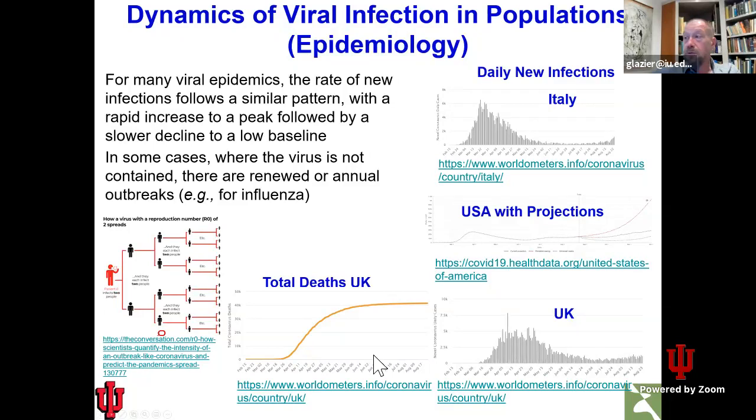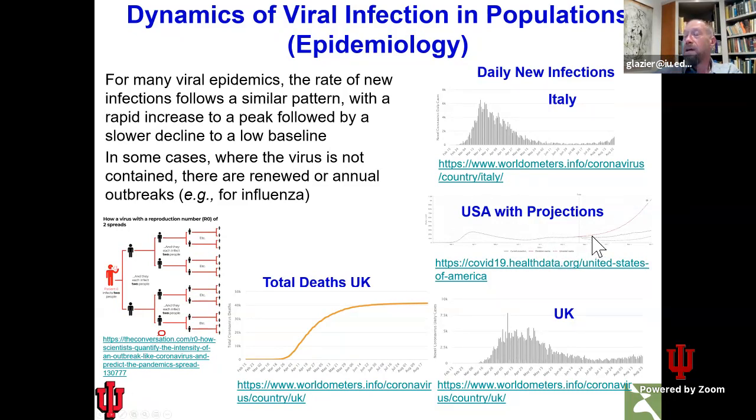This is essentially the integral of this curve here. So the slope of the total death curve is approximately the number of new infections lagged by a couple of weeks. If I look at the United States, the growth curve is slower. It's got a pretty flat top like the UK, not as peaked as Italy. It doesn't come down very heavily. It's gone back up in the past month or so.